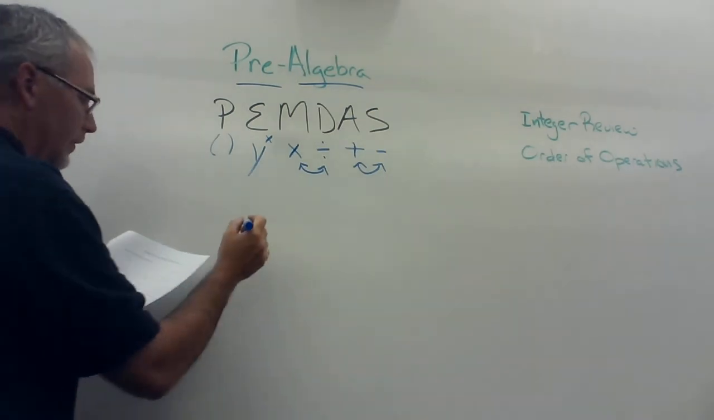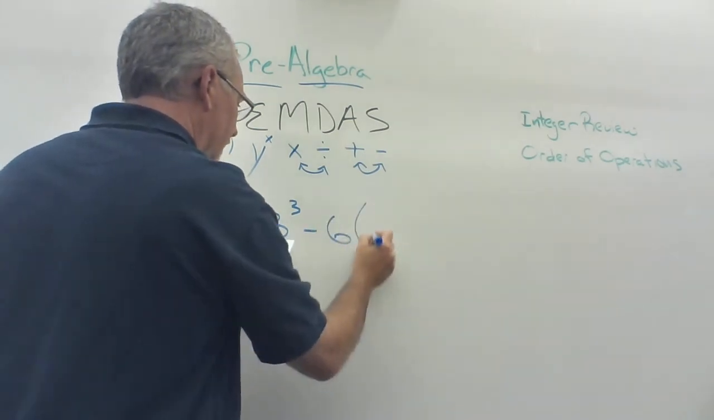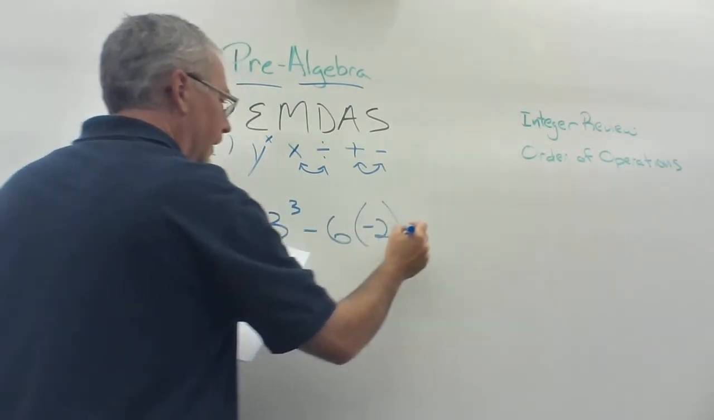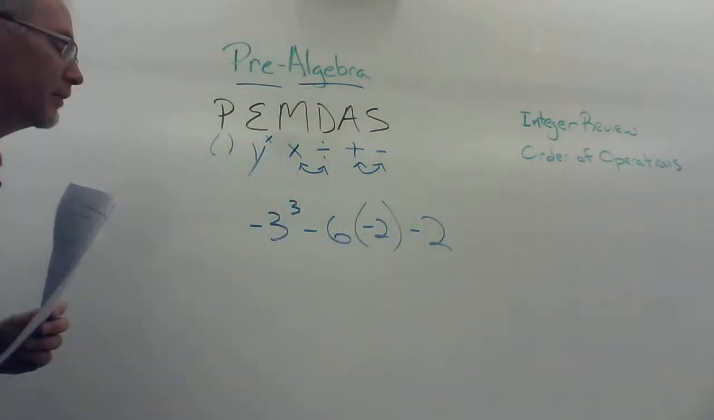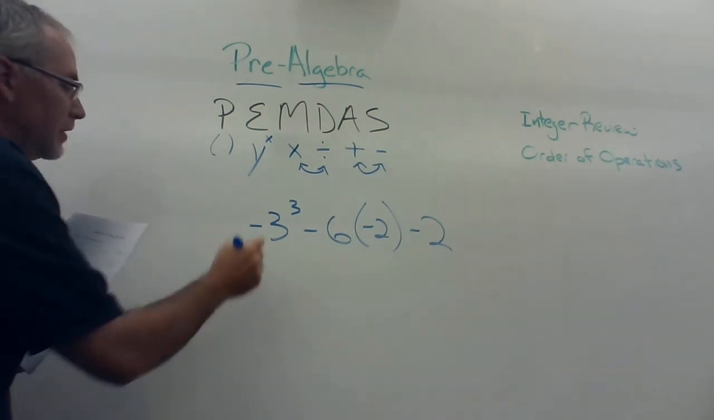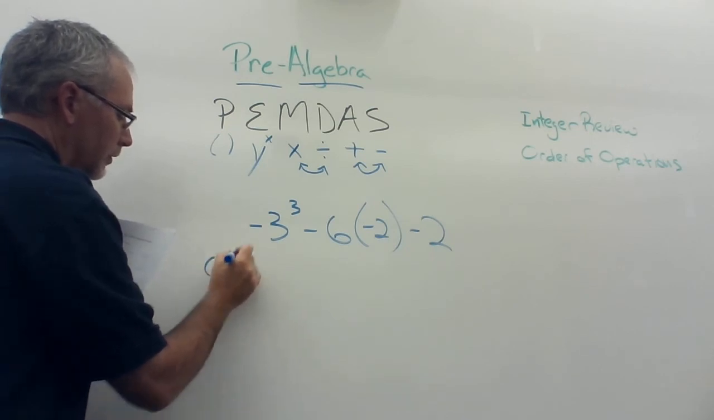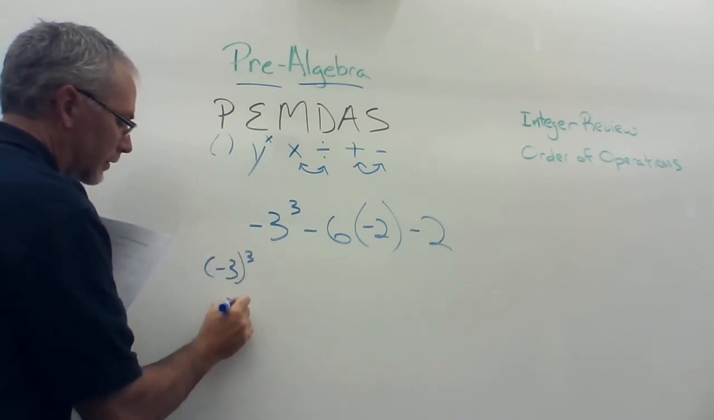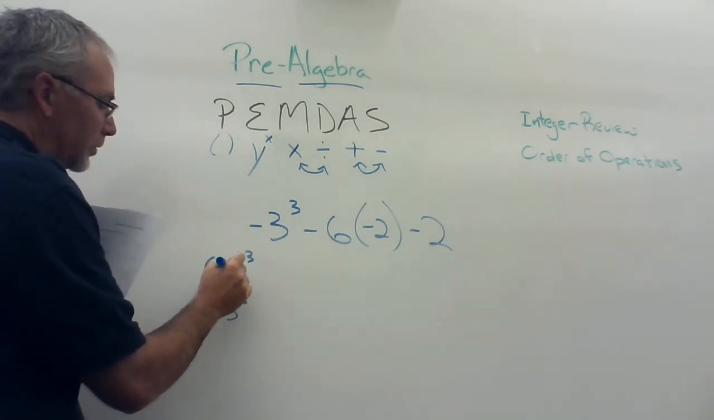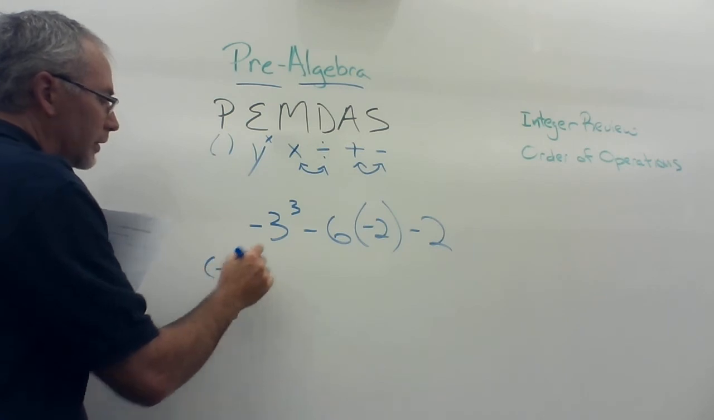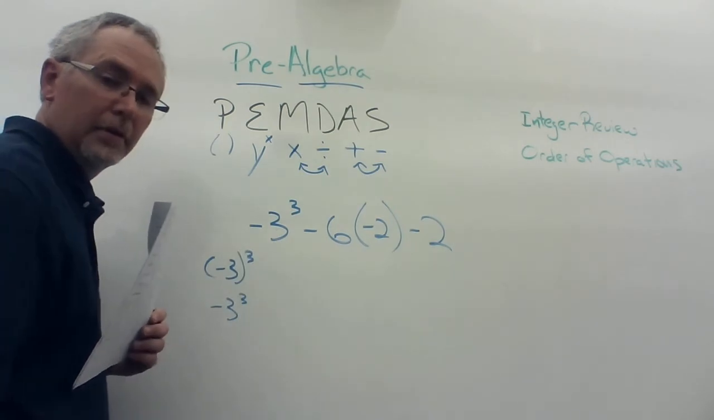So let's take this one. We've got negative 3 to the third minus 6 times negative 2 minus 2. Now, if I look at this one, 3 to the third, obviously it's an exponent. This negative is not the same. So, for example, this is different than this. This right here says negative 3 times negative 3 times negative 3. This right here says 3 times 3 times 3 times a negative.